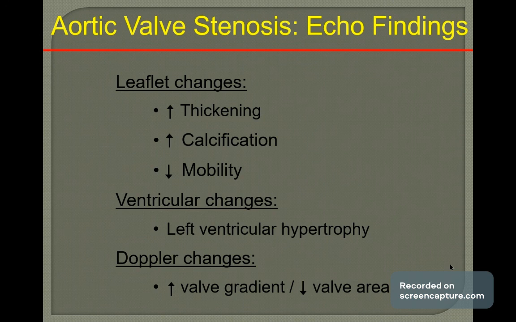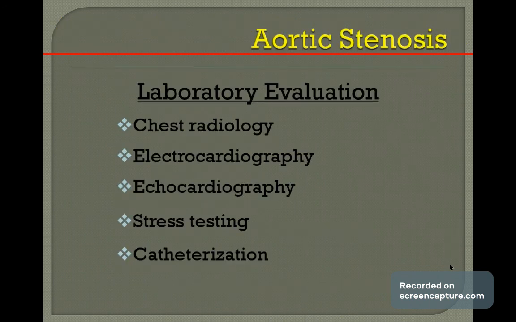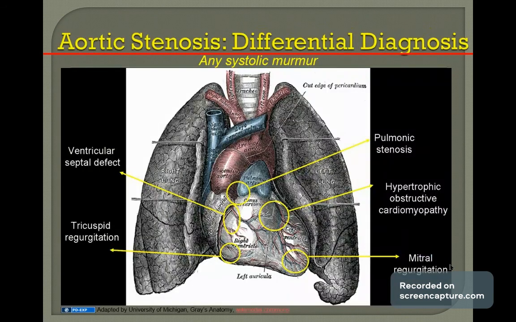valve regurgitation and insufficiency, the pulse pressure becomes wide. That's why you say that this is dominant aortic stenosis or dominant aortic regurgitation or insufficiency. So these are the investigations and differential diagnosis, because a lot of murmurs are present here.